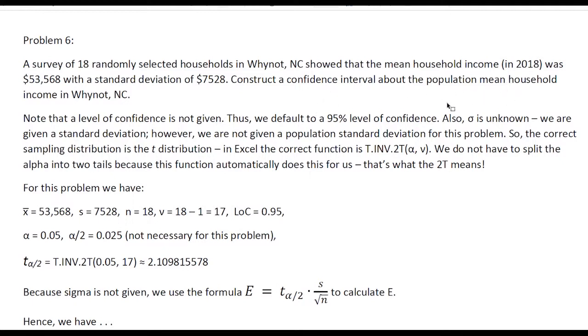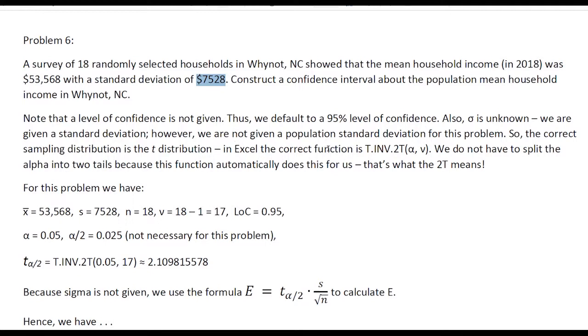Also, sigma is unknown. We're given a standard deviation, however, nowhere does it say that this is a population standard deviation. If you don't see the word population there, or you don't see a sigma equals, you assume that whatever you get, it's S, which is the sample standard deviation. So the correct sampling distribution for this one is the t distribution.